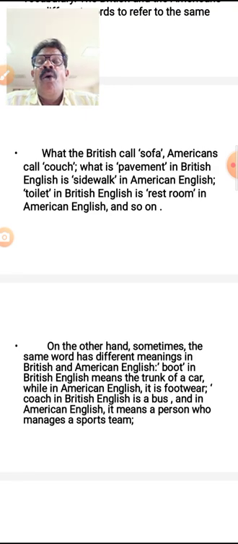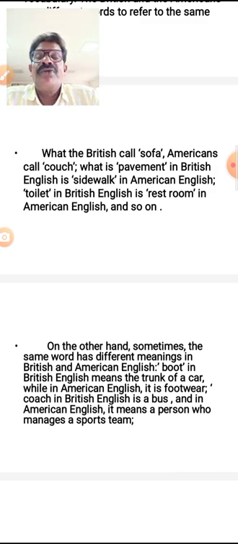What the British call sofa, Britishers call sofa, as you know very well. We are also very familiar with that word. But Americans call it couch, COUCH. Like that, pavement in British English is called sidewalk in American English. And toilet is the word that we often use in British English, even in India also. But in America, it is used as restroom.